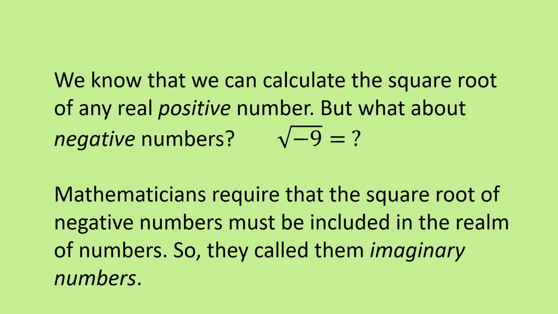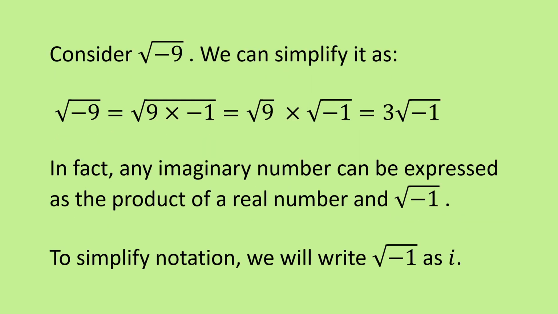You know that the square root of 9 is 3, or negative 3, but what is the square root of negative 9? The square root of a negative number cannot be real, so we call them imaginary numbers. If we factor the square root of negative 9, we can write it as 3 times the square root of negative 1. Any imaginary number can be written as the product of a real number and the square root of negative 1. To simplify the notation, we write the square root of negative 1 as lowercase i.